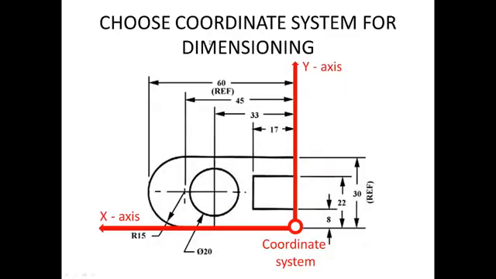Another one, choose the coordinate system for dimensioning. So this is one example where the coordinate system is here, and we have our x and our y axis. And everything is measured from x, so 8 is measured from the horizontal x-axis, 22, 30. And then from the y, we have 17, 33, 45, and 60. And this kind of dimensioning is known as parallel dimensioning.